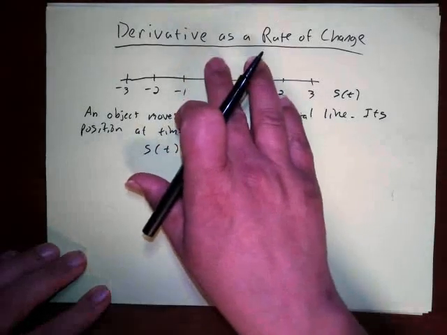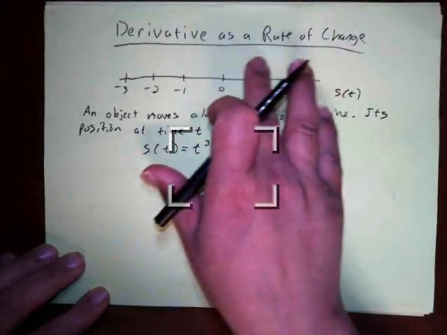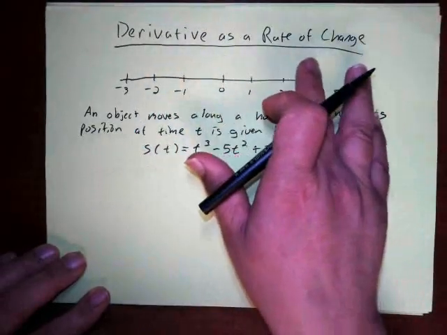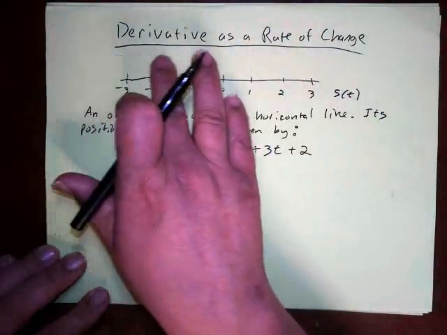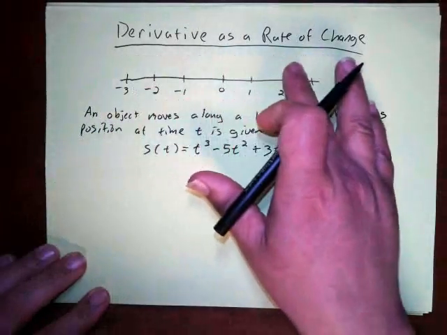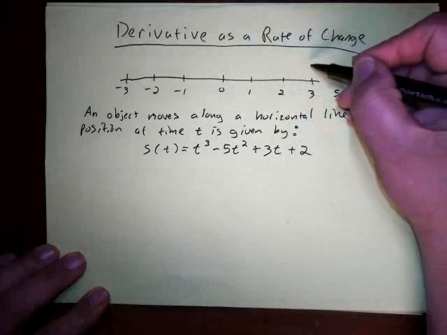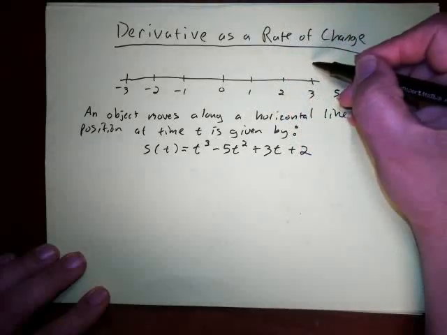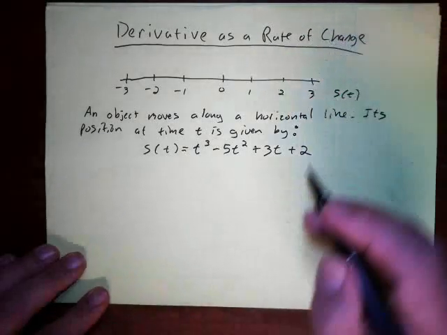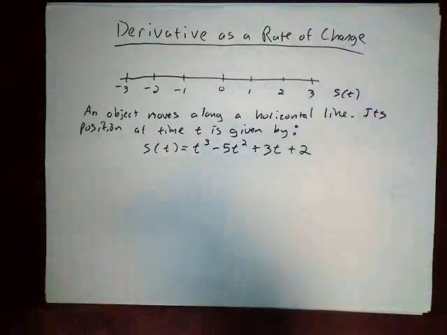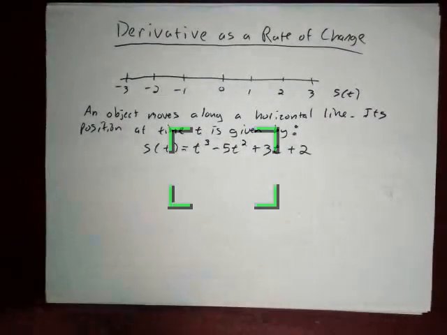Okay, so the object moves along. This is a positive direction. This is a negative direction. And at time t, wherever that object is at time t, that's the value of s of t. And s of t is this cubic polynomial.